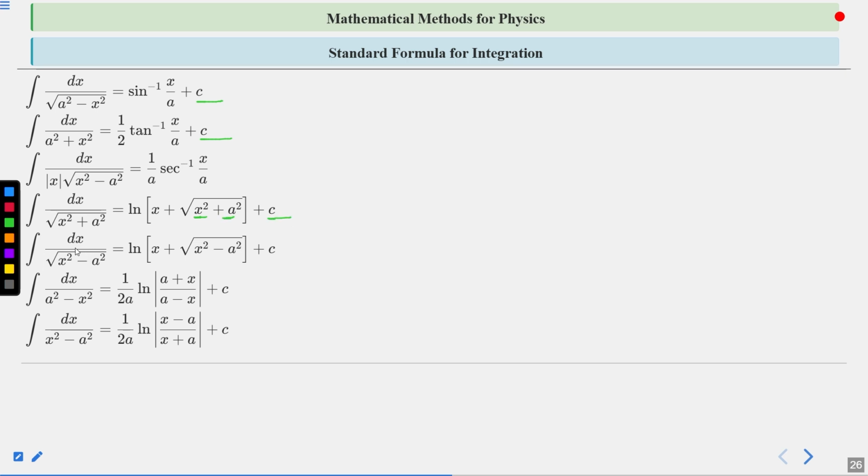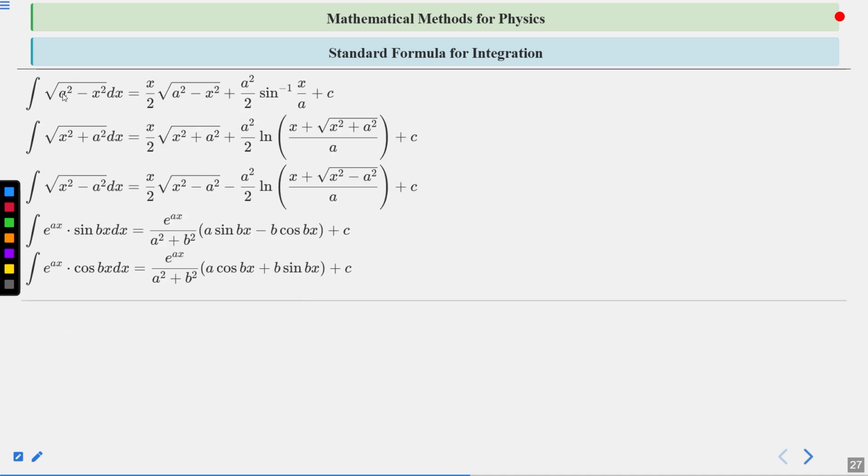Integration dx divided by under root x square minus a square is equal to log x plus under root x square minus a square plus c, and integration dx divided by a square minus x square is equal to 1 by 2a log (a plus x)/(a minus x) plus c. Similarly, integration dx divided by x square minus a square is equal to 1 by 2a log (x minus a)/(x plus a) plus c. So these are the formulas related to integration.